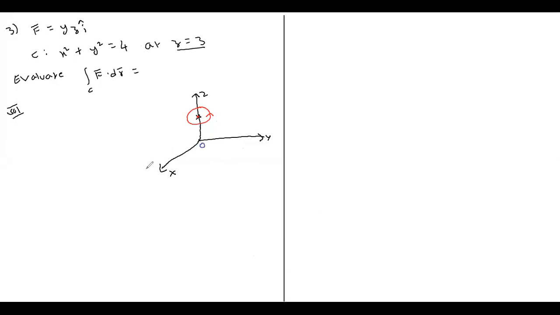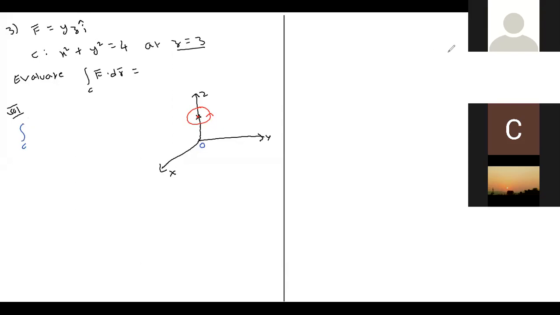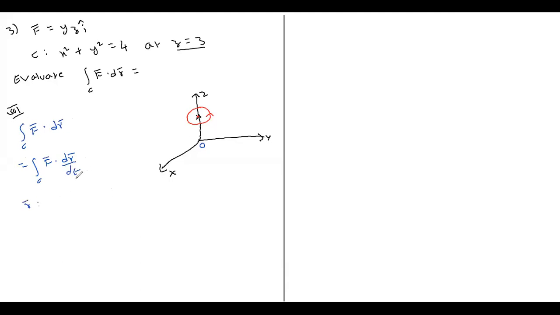Okay. So then, if you want to find out the integral over c of f bar dot dr bar, what is the formula? Integral over c f bar dot dr bar by dt. So what we require is the parametric form of the circle. What will be the parametric form of the circle?